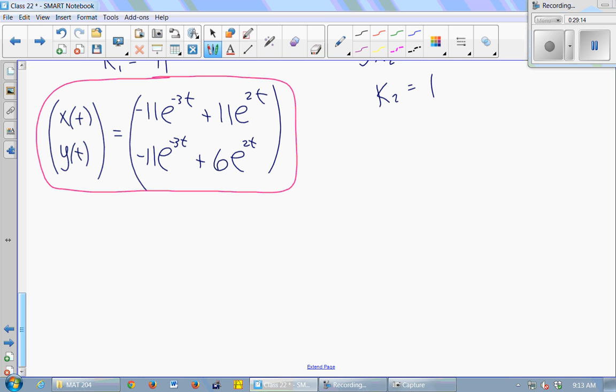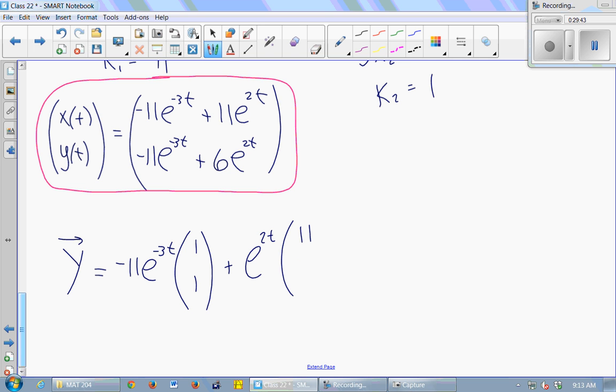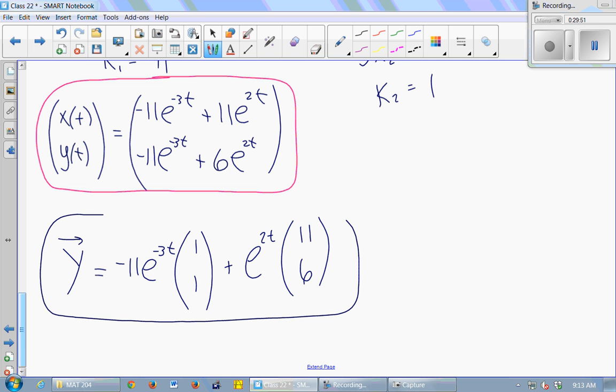Just for practice, I'm going to translate it to a more compact way of writing it. y equals, I'll pull out -11 e to the -3t. And then my vector left is 1, 1. And then here I'm going to pull out e to the 2t. And my vector left is 11, 6. Just another way of writing the same thing.